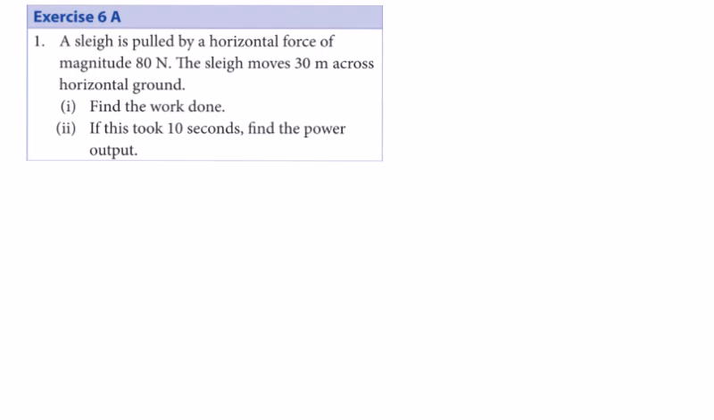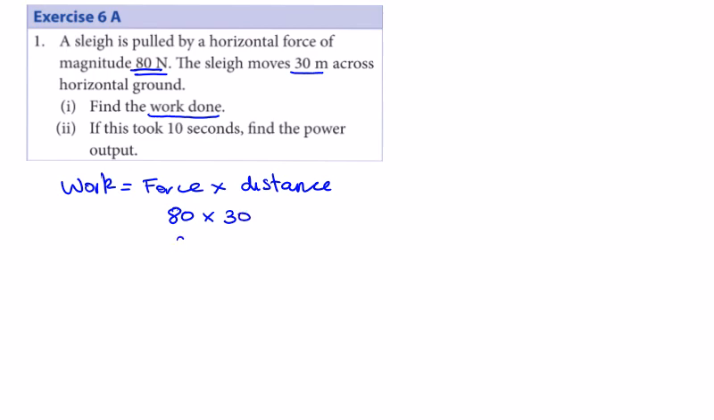So getting on to exercise 6A. A sleigh is pulled by a horizontal force of magnitude 80 newtons. The sleigh moves 30 meters across horizontal ground. Find the work done. Write down your formula. Work is equal to the force by the distance. Jump back up and find each component. Force, horizontal force, magnitude 80, by the distance, 30. 8 threes are 24 with 2 zeros. And that would be in joules.